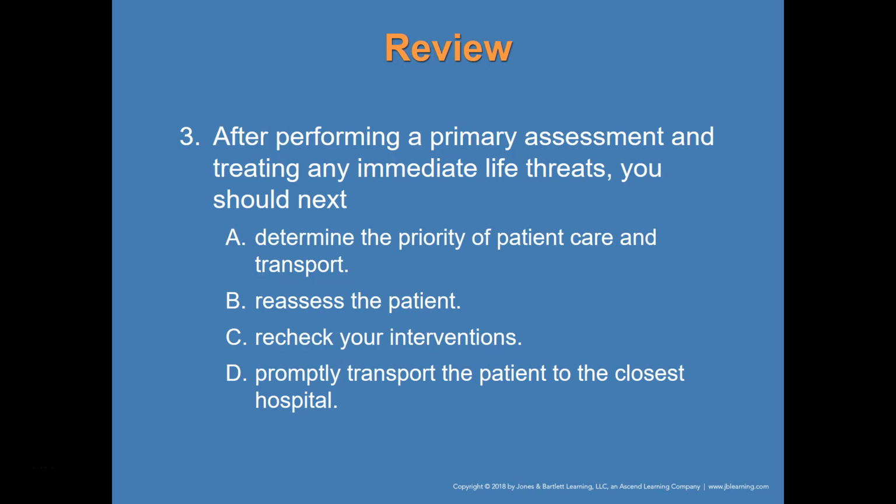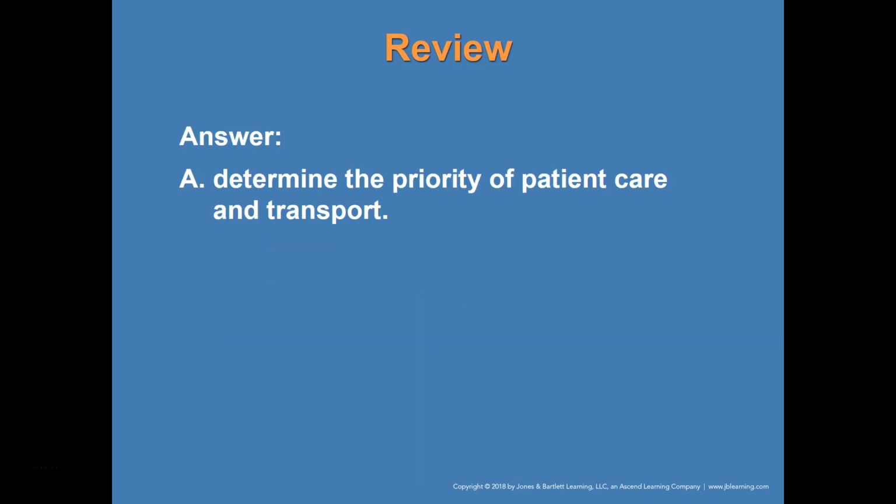There you go. 3, after performing a primary assessment and treating any immediate life threats, you should next determine the priority of patient care and transport, reassess the patient, recheck your interventions, or promptly transport the patient to the closest hospital. So looking at them, we know that we don't reassess the patient until the end, and that's also when we're going to recheck interventions. We don't transport patients to hospitals, so that leaves determine the priority of patient care and transport.